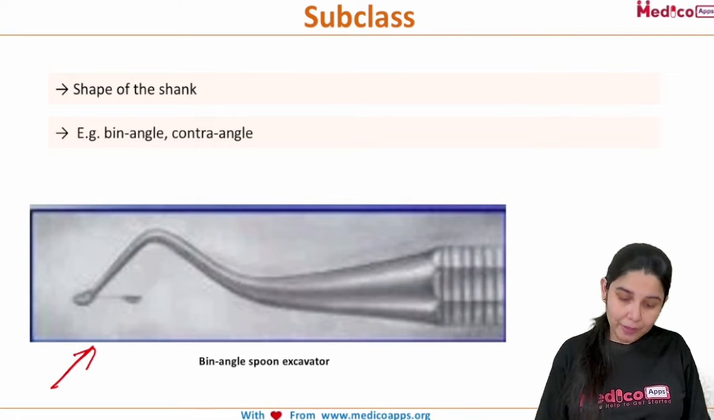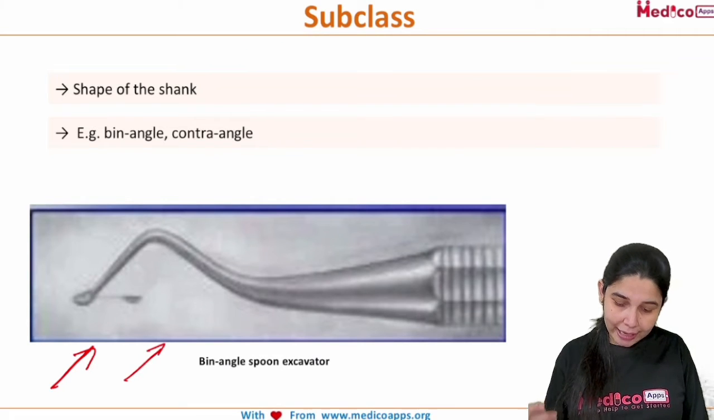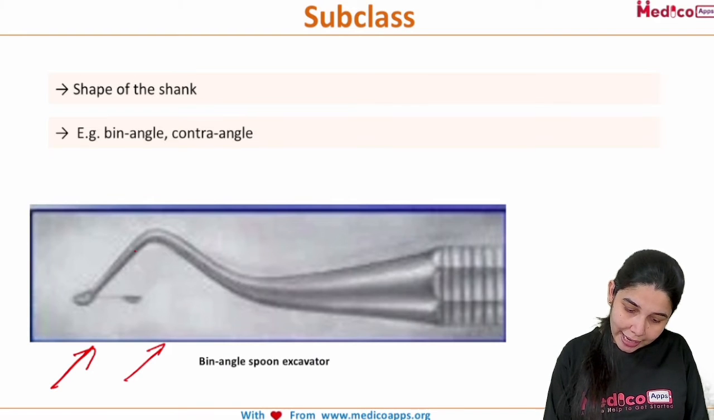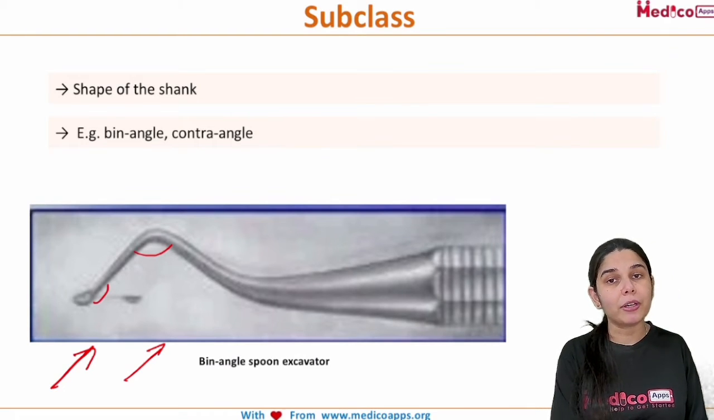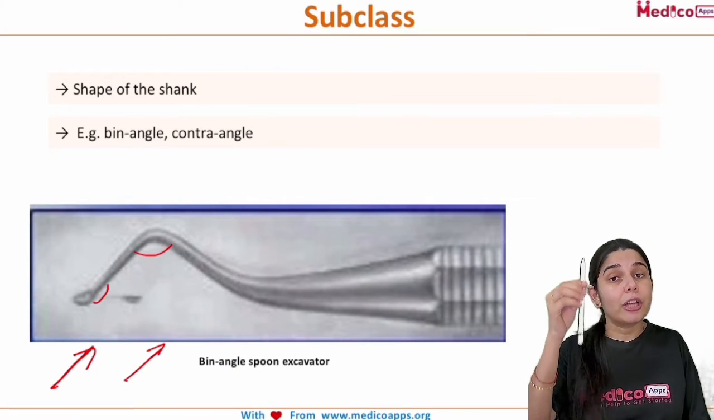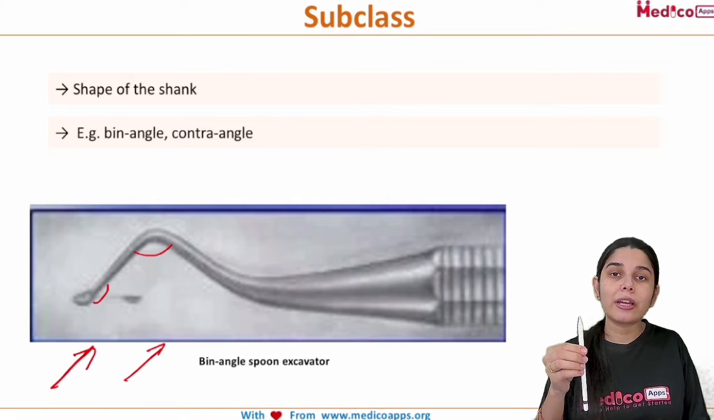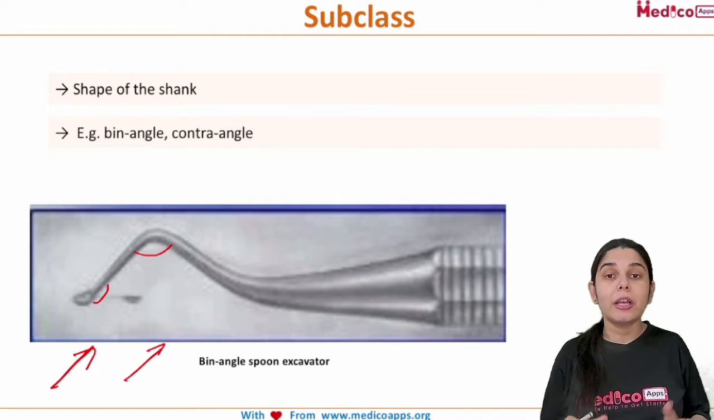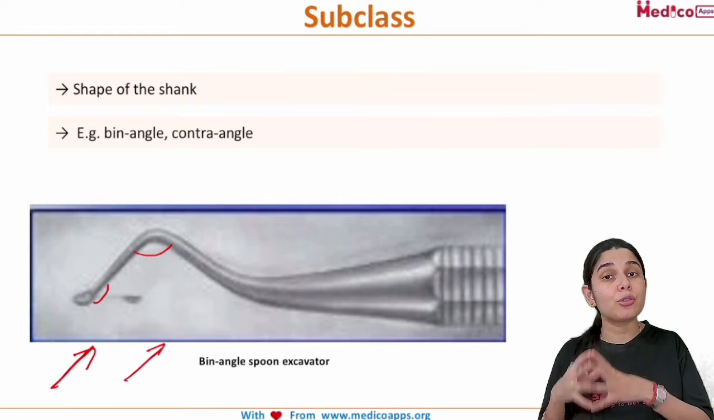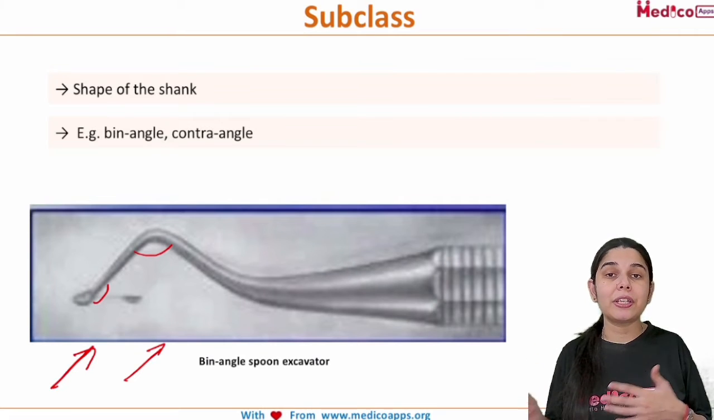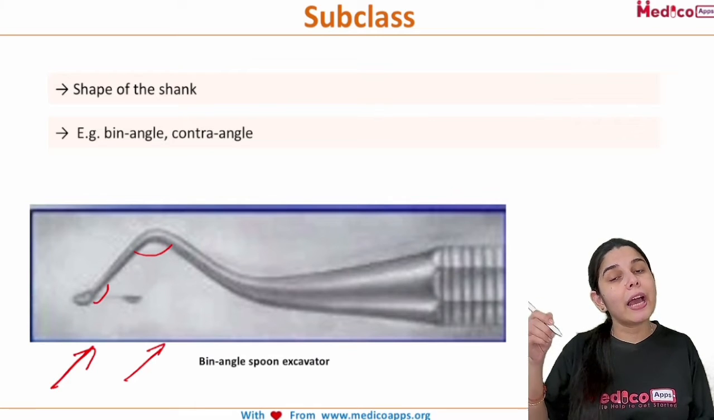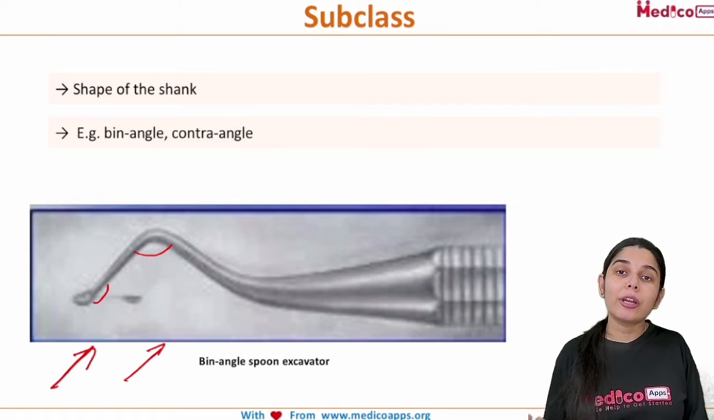So for example, here as you can see, this is a bi-angle spoon excavator. Okay, so how am I saying bi-angle? Because one angle is formed here and another angle is formed here, so it has two angles. If I take this as an instrument, does it have an angle? No, it does not have an angle. It is a straight instrument. So subclass means the shape of the shank, and shape of the shank basically refers to the angle. How many angles are present in the instrument? According to the angle, they are helpful in functioning inside the oral cavity for making the cavity preparation.